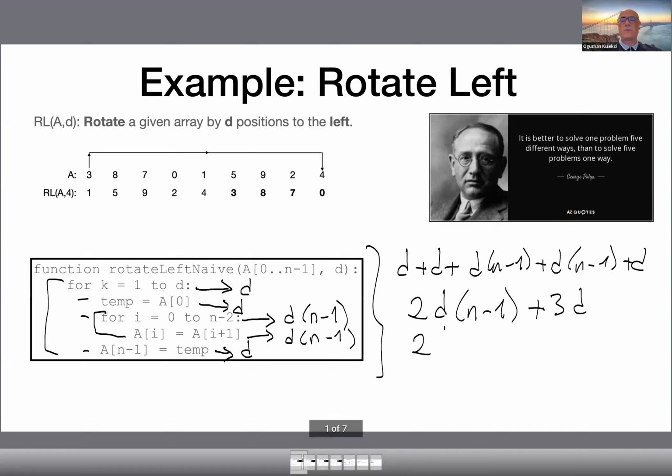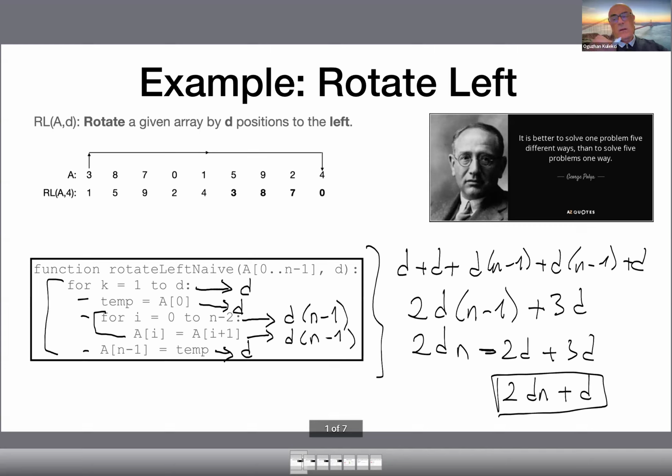Let me go one step further. So that is 2dn minus 2d plus 3d. Good. And this will be 2dn plus d. So this is my final number of instructions.